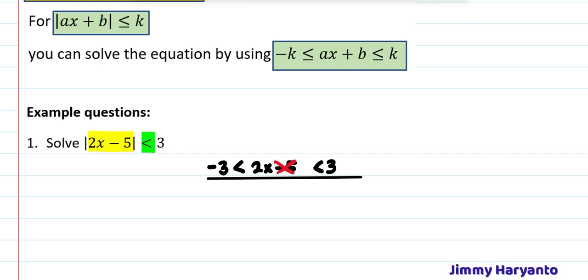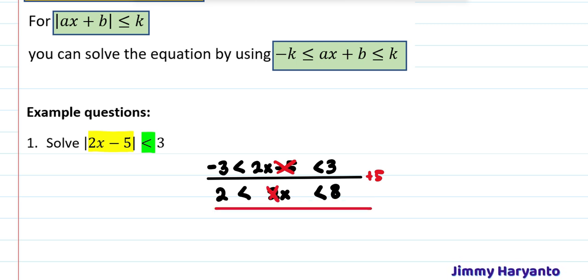this 5 by adding 5 to all parts, so you'll have 2 less than 2x less than 8, and then you can remove this 2 by dividing all by 2. That means you'll have 1 less than x less than 4. There you go. This is our final answer.